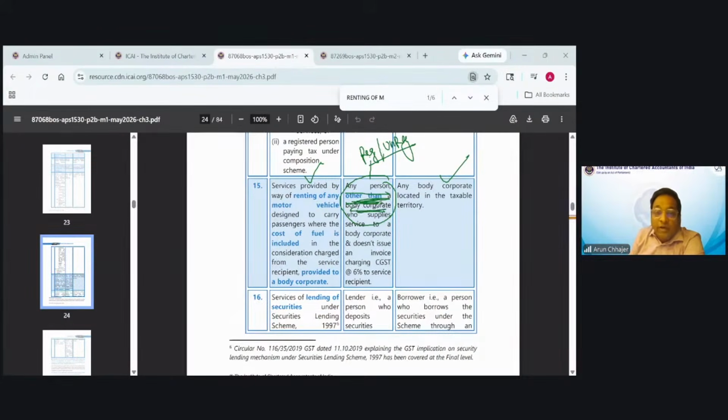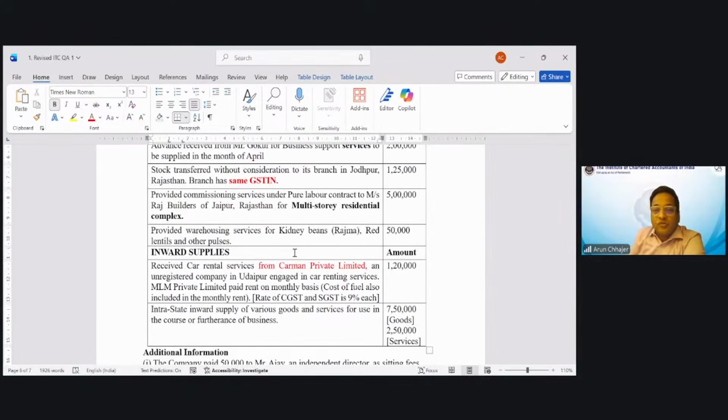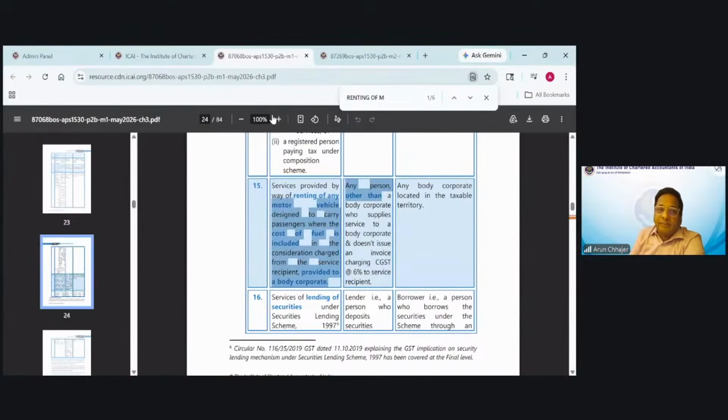other than body corporate. So the concept: who should be the supplier? Supplier should be other than body corporate. In the given case, who is the supplier? The supplier was also a private limited company. So therefore, we can say it is a body corporate. So the condition is talking about the supplier should be other than body corporate.